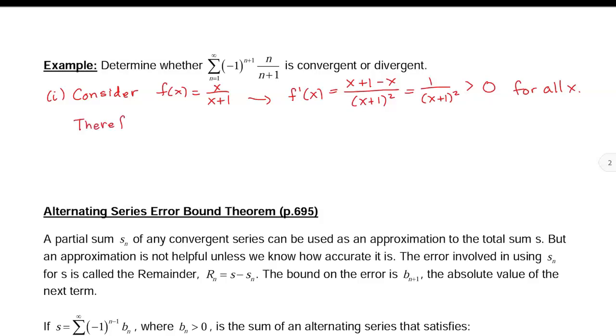Therefore, f of x is increasing, and that means our next term will be greater than the term we're on. So our nth term will be smaller than our next term, and we were looking for the terms to decrease, and they are not. So condition 1 of the alternating series test has not been satisfied. That means the test is inconclusive. That does not prove divergence.